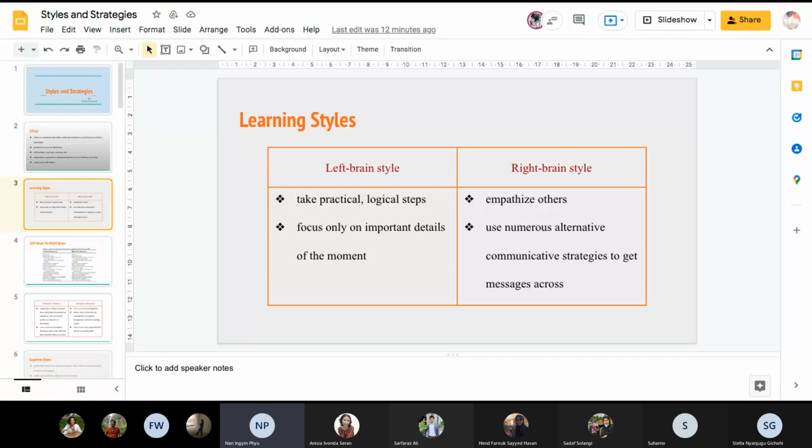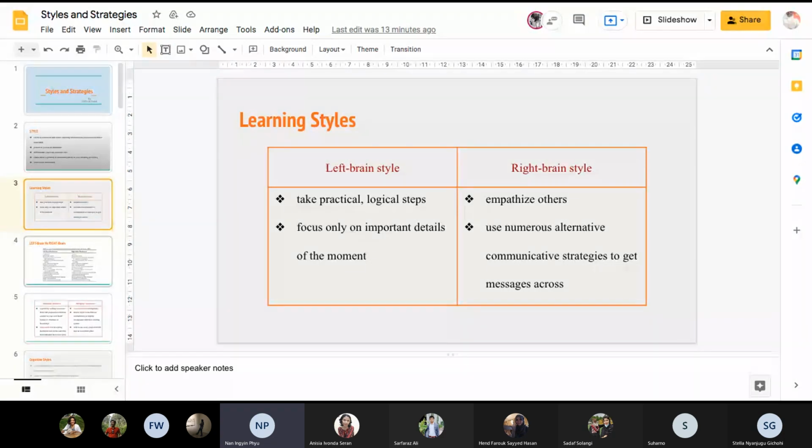For example, you are at the airport, and they announce that the airplane will be late due to unstable weather conditions. In that situation, the left brain style will think, why? Because they only focus on the important details. Okay, if this flight is delayed, then what should they do? They might complain, and then they will try to rearrange their schedule since they are going to be late on their trip.